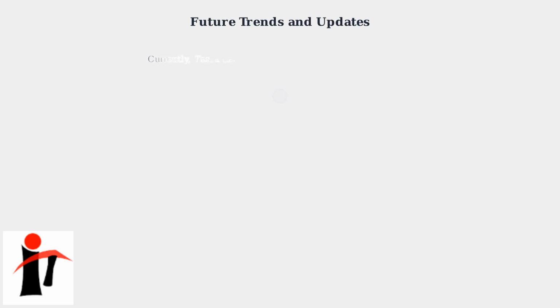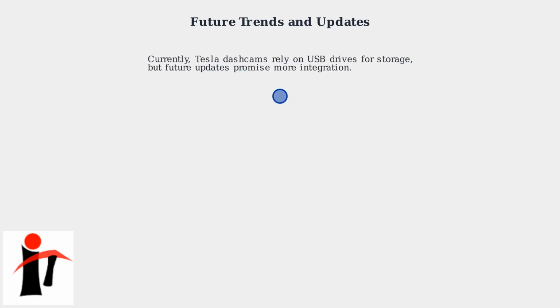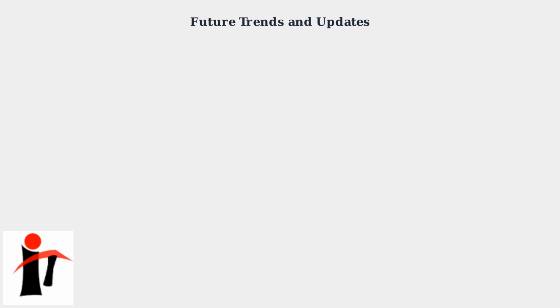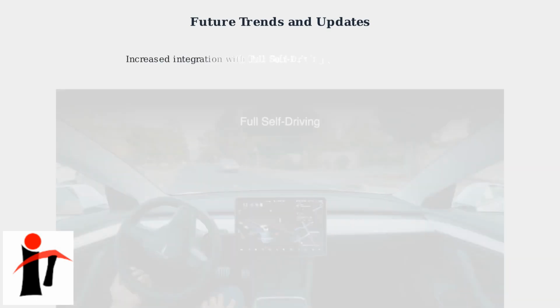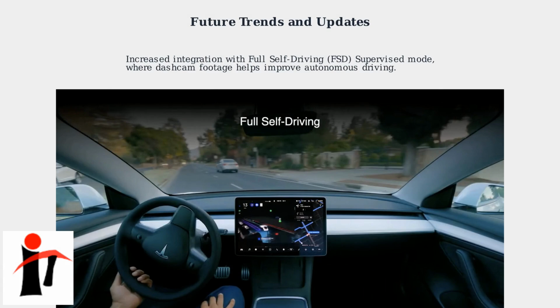Looking ahead to future trends, Tesla's Dashcam will see increased integration with the vehicle's ecosystem. Footage could be linked to full self-driving supervised mode, where AI analyzes recordings to enhance autonomous driving capabilities. One major update will be cloud-based storage options.